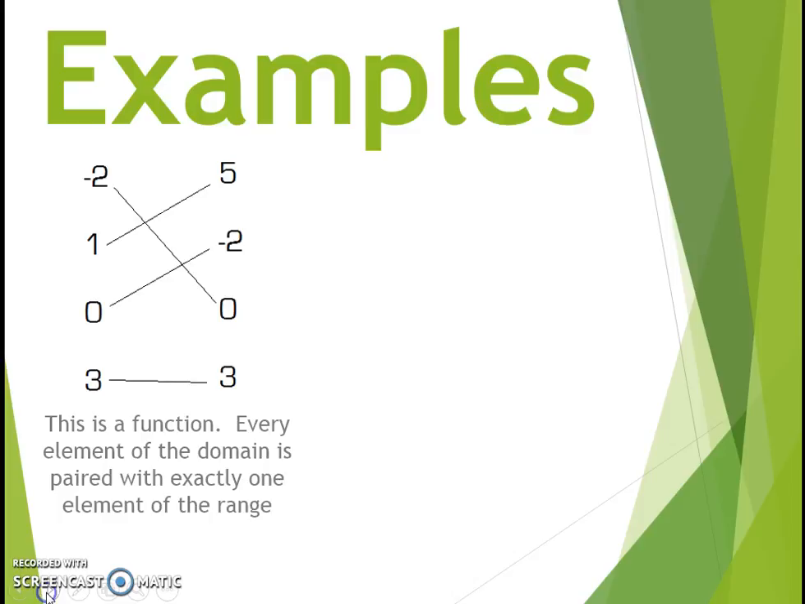This is called a mapping. So this is a function because every element of the domain is paired with exactly one element of the range. So the -2 only goes to 0. The 1 only goes to 5. The 0 only goes to -2. And the 3 only goes to 3. If one of our numbers on the left went to two numbers on the right, it would not be a function.